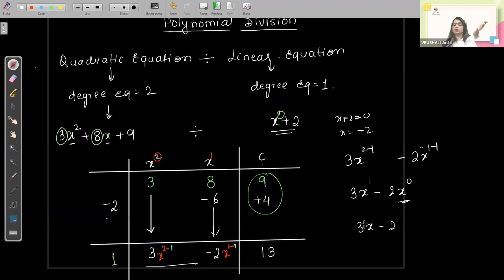You don't need to write so much. Only the first sum. That is why you need so much time. And what is your remainder? 13 is your remainder. Are we getting it?